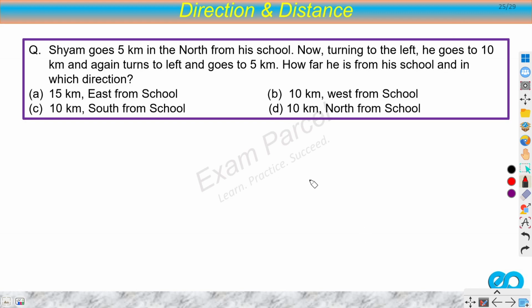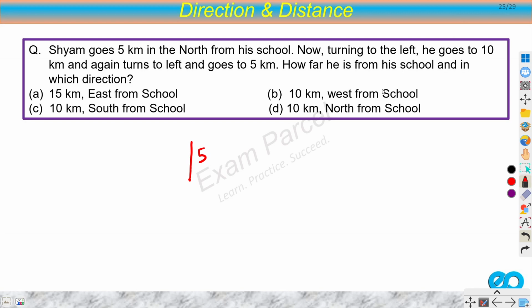Syam goes 5 kilometers in the north from his school. Now turning to the left, he goes 10 kilometers and again turns to left and goes 5 kilometers. How far is he from his school and in which direction? So let's say his school is here and he is going 5 kilometers in the north. So 5 would be upwards because north is upwards.